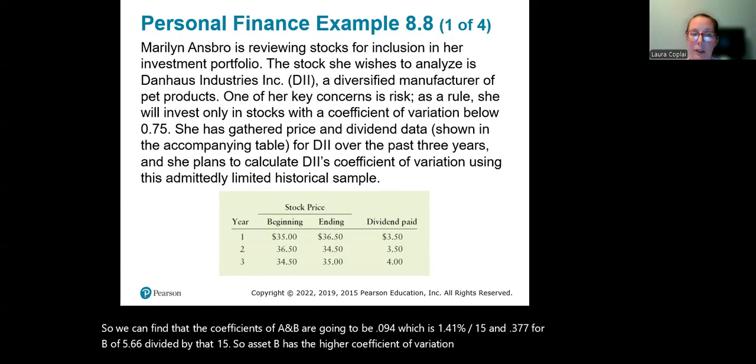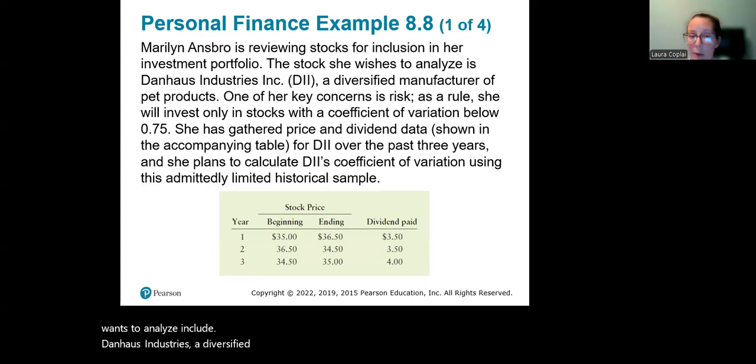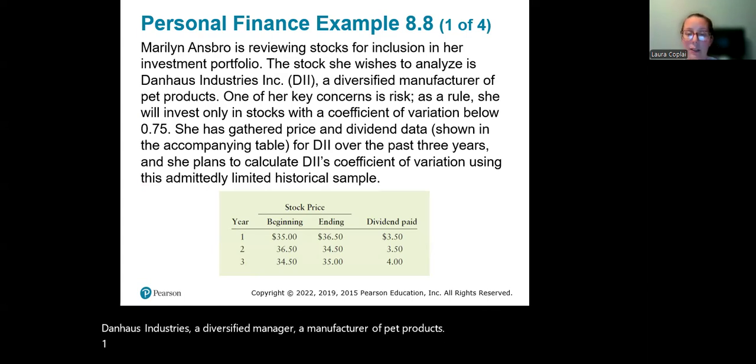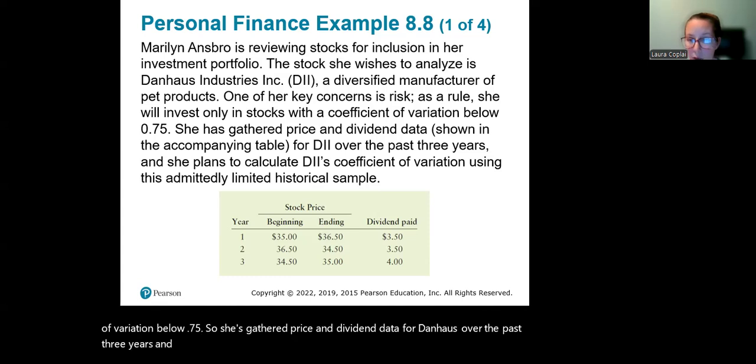Another example, Marilyn Ansborough is reviewing stocks for inclusion in her investment portfolio. The stocks she wants to analyze include Danhus Industries, a diversified manufacturer of pet products. One of her key concerns is risk. As a rule, she only wants to invest in stocks with coefficients of variation below 0.75. So she's gathered price and dividend data for Danhus over the past 3 years, and she plans to calculate the coefficient of variation using that data with the limited historical sample.